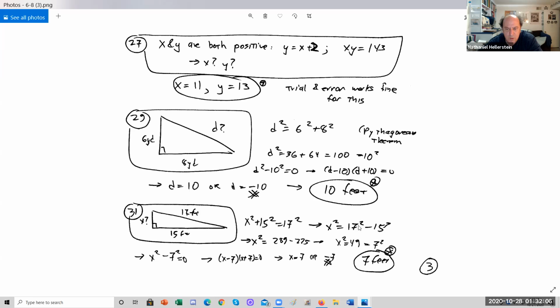So x squared equals 17 squared minus 15 squared. That's 289 minus 225, and that comes out to 49. x squared equals 49, the same as 7 squared. We transpose: x squared minus 7 squared equals 0. So x minus 7 times x plus 7 is 0. If x minus 7 is 0, then x is 7. If x plus 7 is 0, then x is negative 7. We throw out the negative value, so the distance x is 7 feet. That concludes that part.